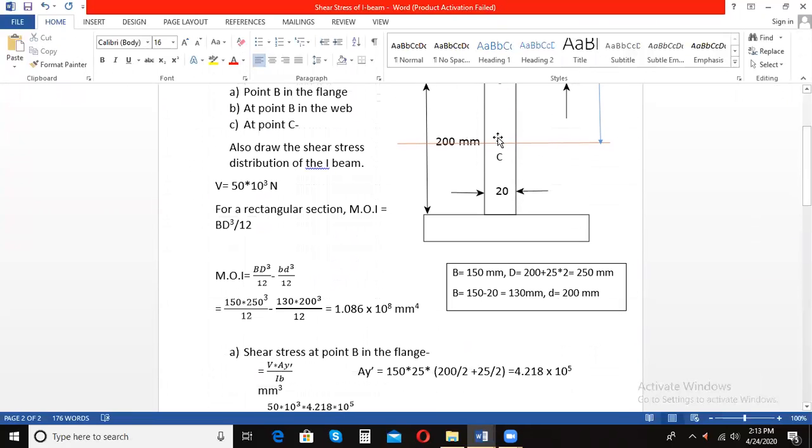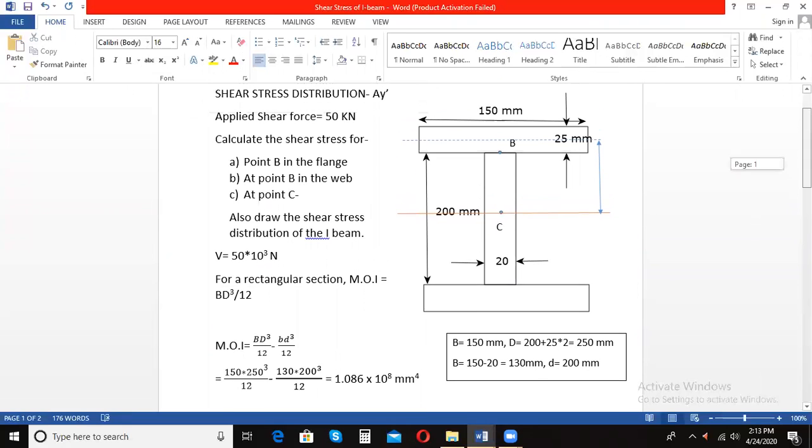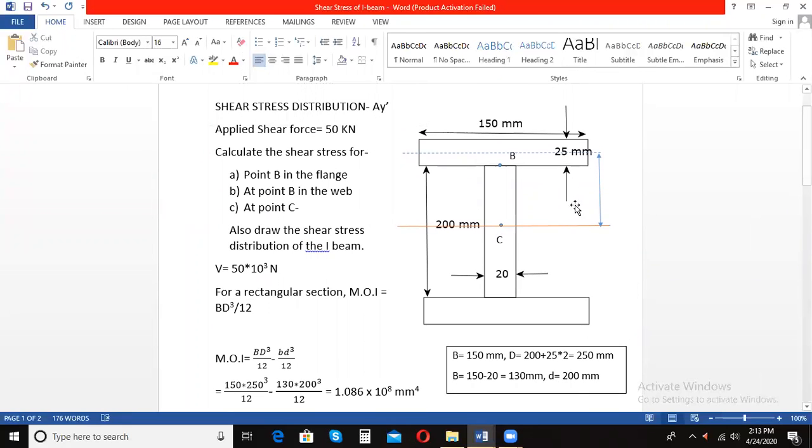So this is your point C. This is where you have to calculate the shear stress. Now you have to check the section which is lying above this point. It is a small T section which is lying above this point C. So you have to calculate the moment of area of this entire section which is lying above C. So how do you do that? The simplest way to calculate the moment of area of these two sections is by the summation rule.